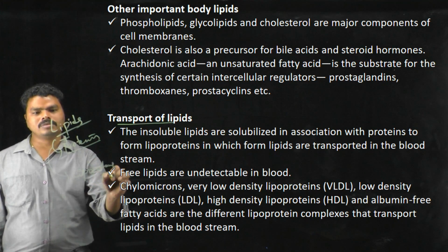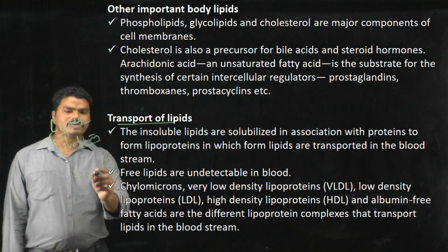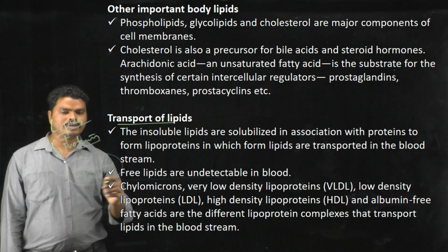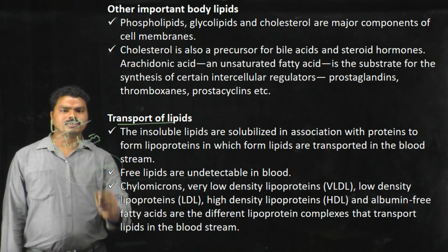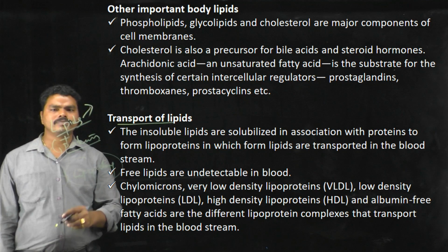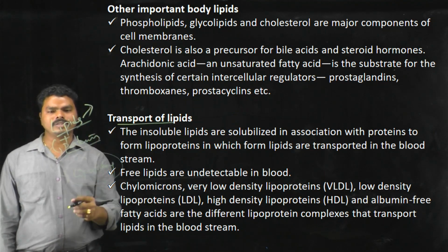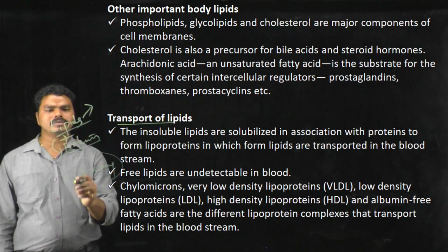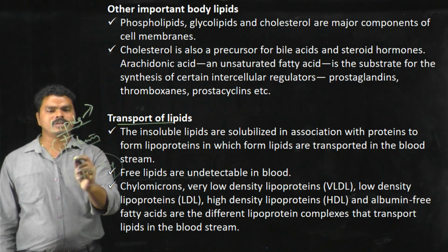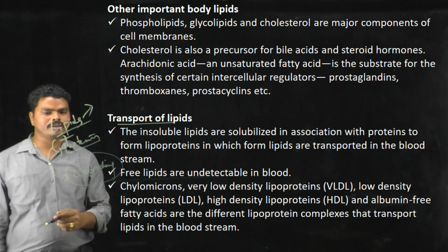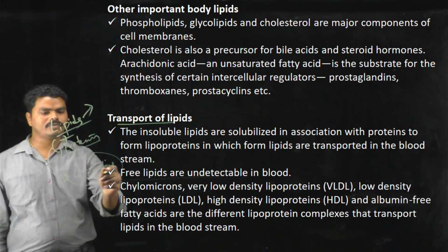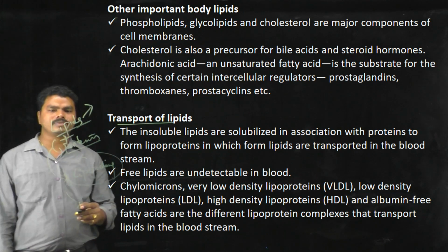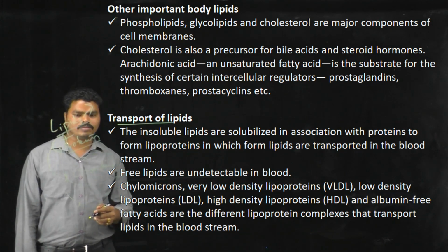Lipoproteins. So in which form can the lipids be transported in the blood to different areas of our body? Lipids are insoluble, so they are not soluble in our body fluids. To make them soluble, we require proteins. When the lipid is combined with the protein, it is converted to lipoprotein. In the form of lipoproteins, the lipids can be transported through the bloodstream to different areas of our body.